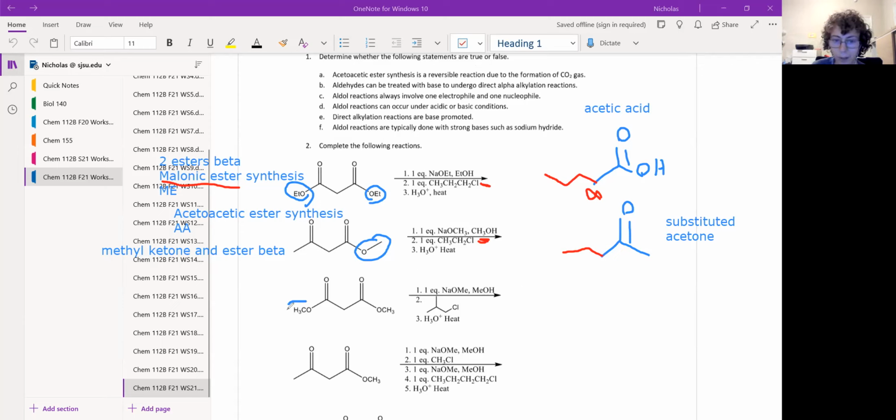Next one has two esters beta to each other. So this is malonic ester synthesis again, or ME. So right off the bat, if this is what you're doing, you can just start by drawing acetic acid without thinking about what exactly the product will look like. You know this will be a part of the structure. And then we add this alkyl group to the alpha position.